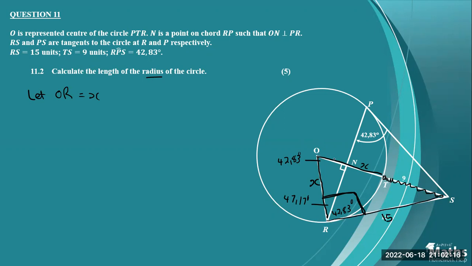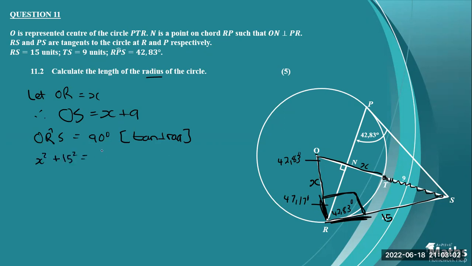So I want to work with this big triangle with Pythagoras. And they already told us TS is 9, so I can say, therefore the whole of O going to S would be equal to X plus 9. I'm just going to say again that angle ORS is 90 degrees because of the tangent perpendicular to the radius. And then we're going to apply Pythagoras. So I'm going to start off with a short side plus the short side. It's x squared plus 15 squared will be equal to that x plus 9 squared, Pythagoras.